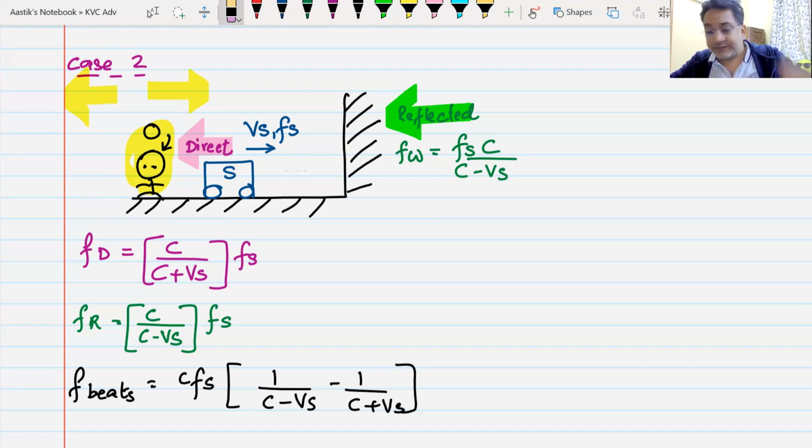If we understand this, for the direct source, the frequency is Fs. For the reflected one, the frequency is Fs into C upon C minus Vs. Do you understand this? Yes, sir. So having said that, you should be able to find out any question based on this.